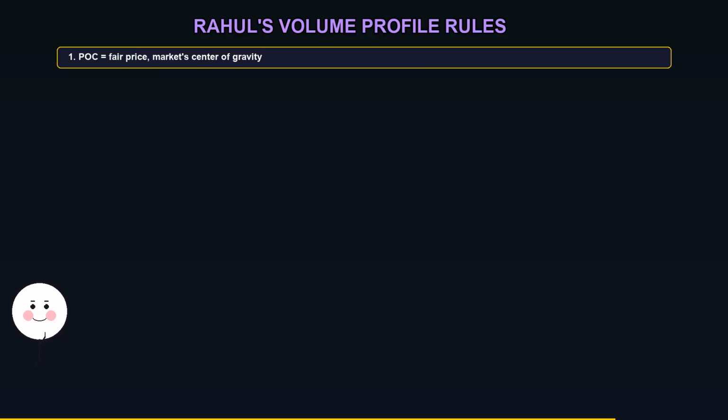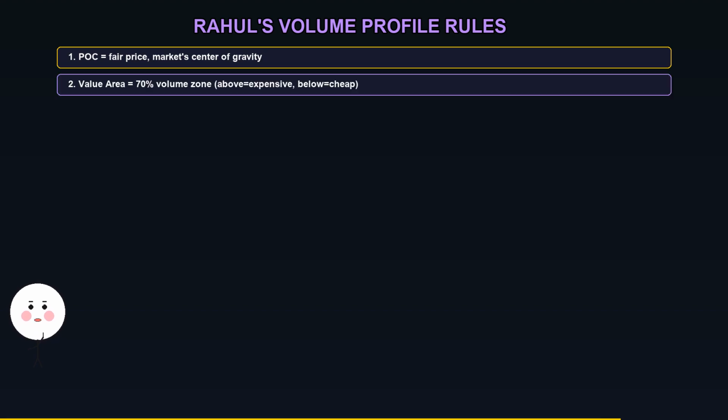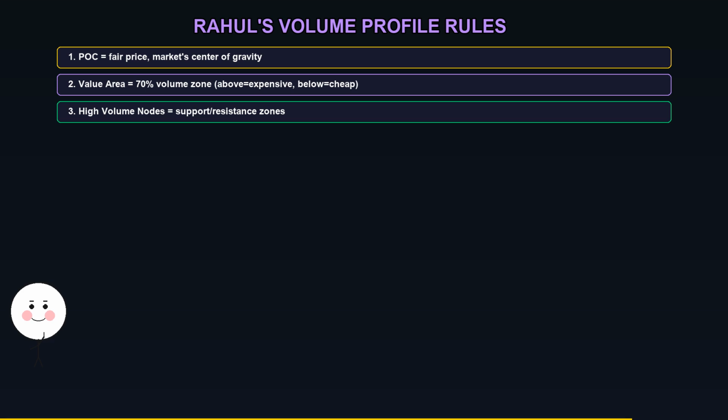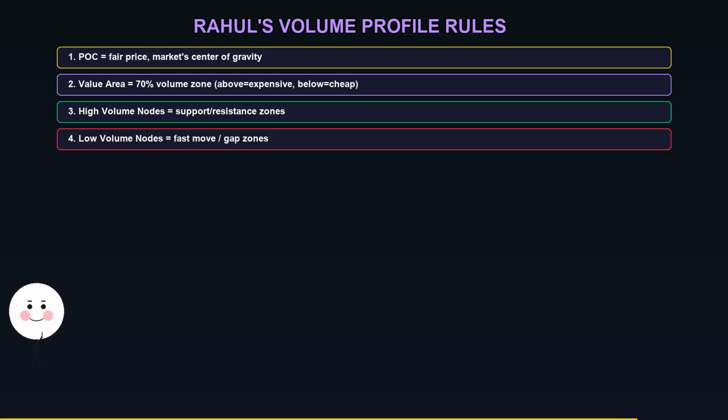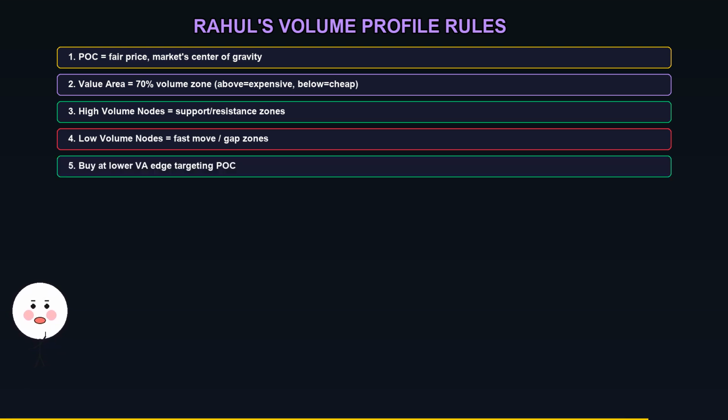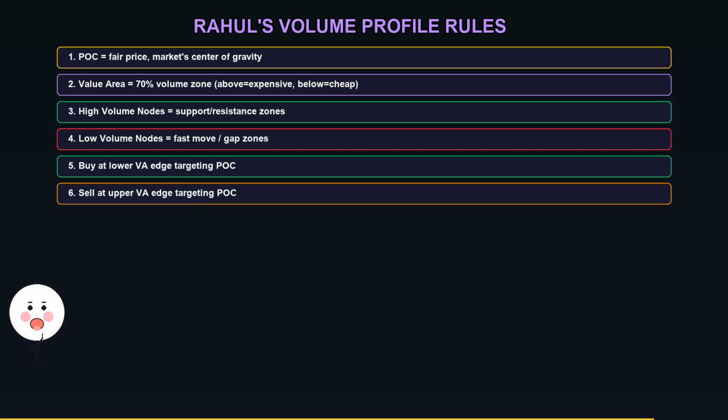Rahul's volume profile rules. 1. The point of control is the fair price and the market center of gravity. 2. The value area is where 70% of trading happens. Above is expensive, below is cheap. 3. High volume nodes are support and resistance. Low volume nodes are fast move zones. 4. Buy at the lower value area edge targeting POC. 5. Sell at the upper value area edge targeting POC. 6. Always check if price is inside or outside the value area before entering any trade.